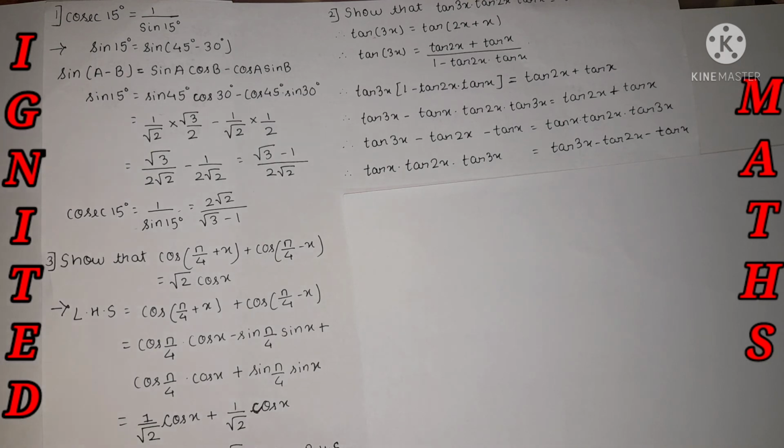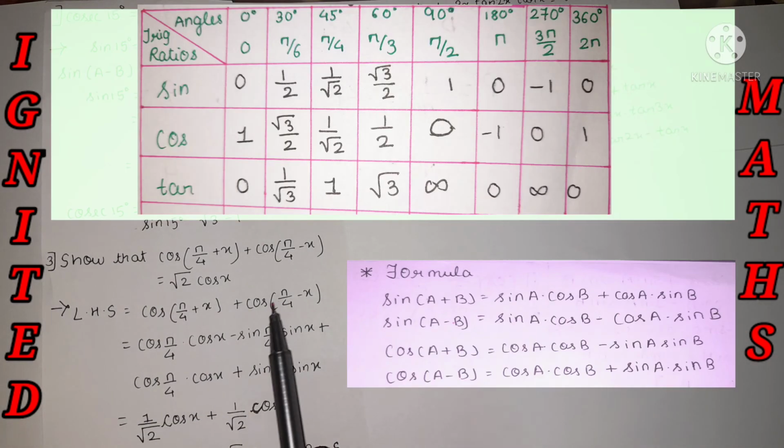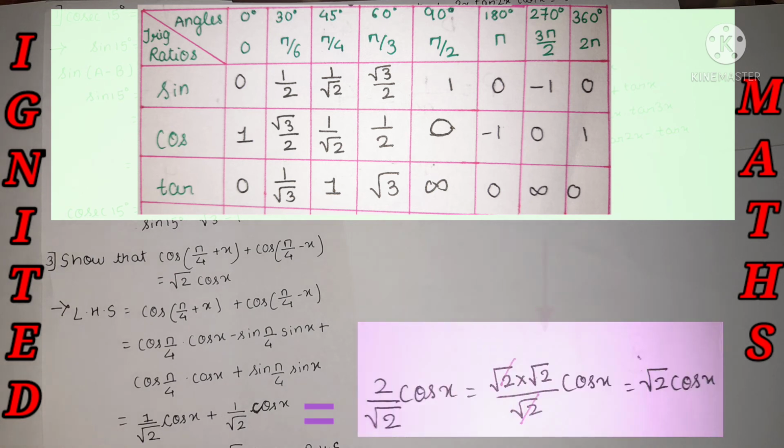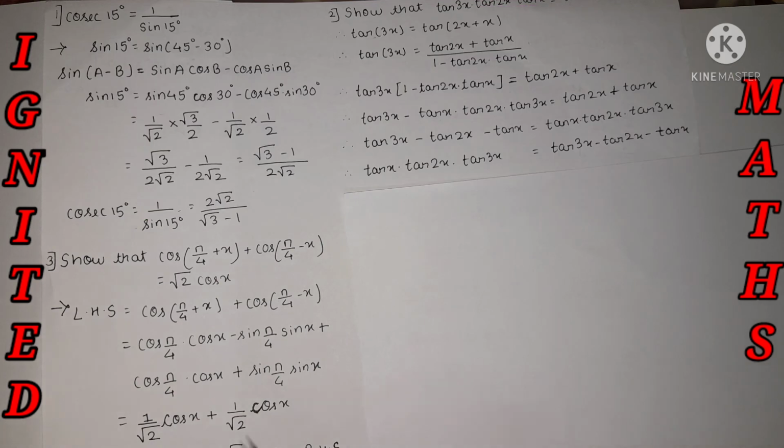Now over here, I took the LHS value, and I thought that the cos a plus b and cos a minus b formulas we can use, and we can find it very easily. We know the value of cos pi by 4, sin pi by 4, each and every value. I have put in the values and it comes out as 2 root 2 cos x. Yes, so it's nothing but over here 2, it's root 2 into root 2. Root 2 cancels, and one more root remains, so root 2 cos x. This is what the question asks.